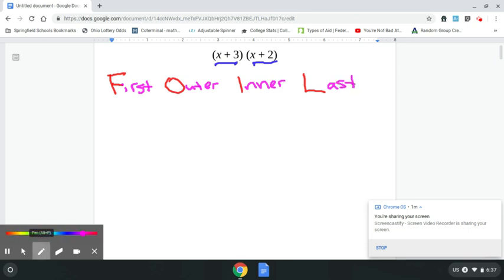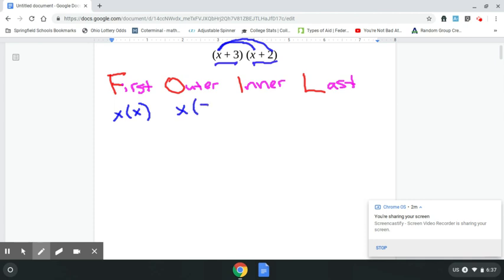So when you go and multiply these things, you're supposed to multiply the first term by the first term. The first term in the first set of parentheses is x. You multiply that by the first term in the second set of parentheses. So the first would be x times x. The outer terms would be the 2 terms on the outside. So you multiply x times 2. And they're positive, so there's a plus sign in between.